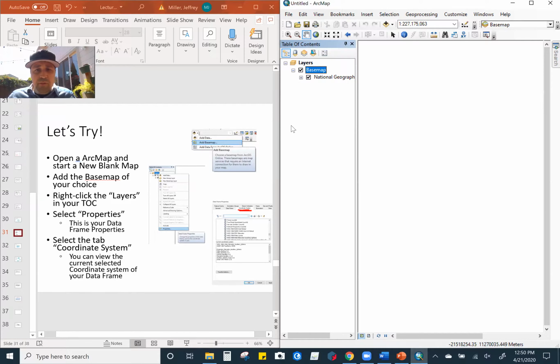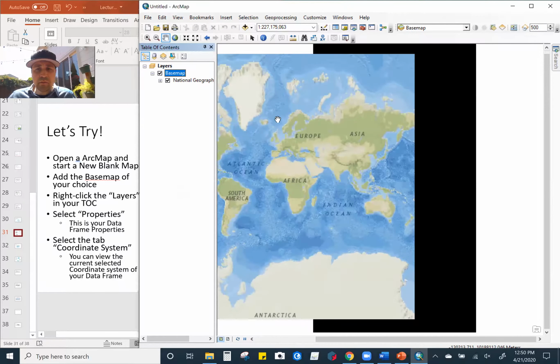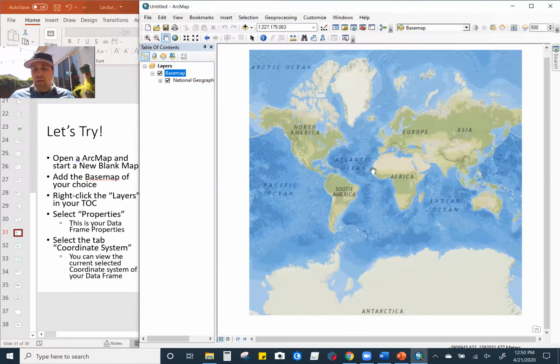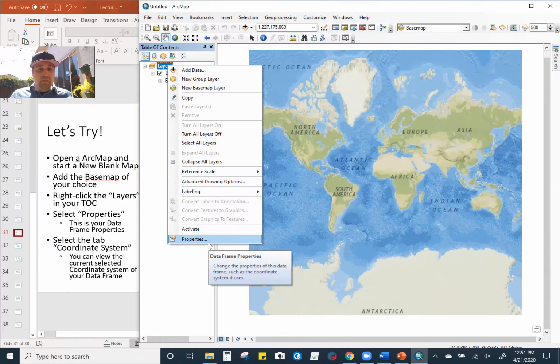Wow, my graphics are acting really odd. What's up with that? Okay, there we go. So here we are. We have a regular old base map in there. Now, what I want to do is right-click up here where it says layers. This is that box that houses everything else. So technically, when you right-click on the layers text, you are changing or modifying or viewing the properties of the data frame. That's what's called the data frame. So if I right-click on this, I can go to properties, okay?